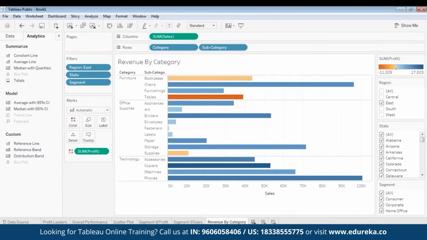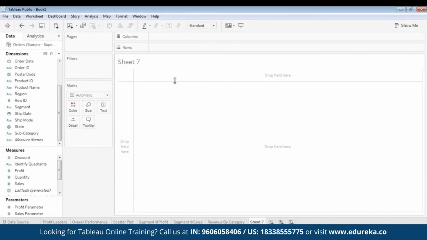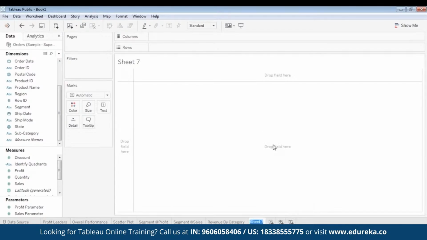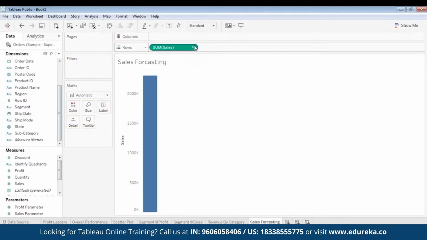So let's go ahead and create a new sheet, and I will name it sales forecasting. That is my final sheet which I'm going to create over here. First thing, I'm talking about sales here, so let me put sales in rows. Now I need a timeline also, because I'm forecasting my data.